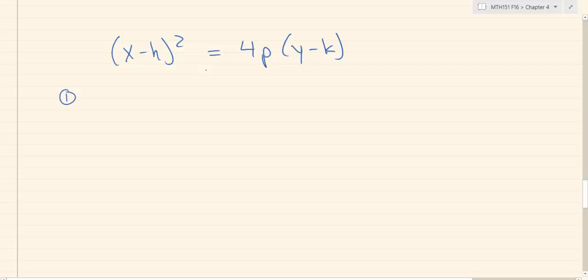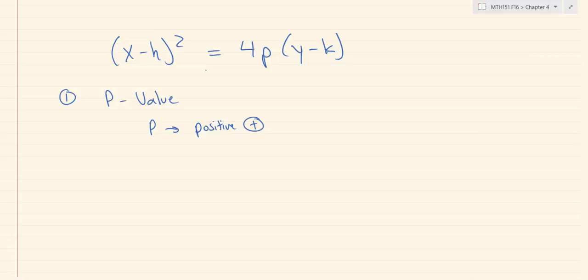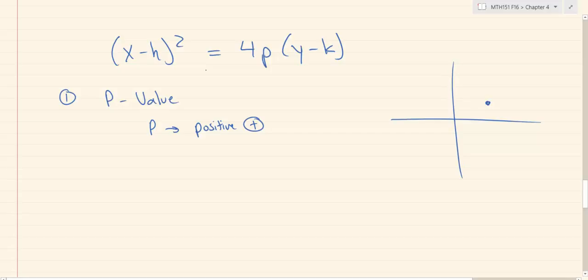The first one is your p-value. If p is positive, then that means that you go from the vertex up to the focal point. So you would go something like this. Here's the vertex, and this would be your focal point. This is p being positive. The parabola always opens towards the focal point, or in other words, the focal point is always inside the parabola.